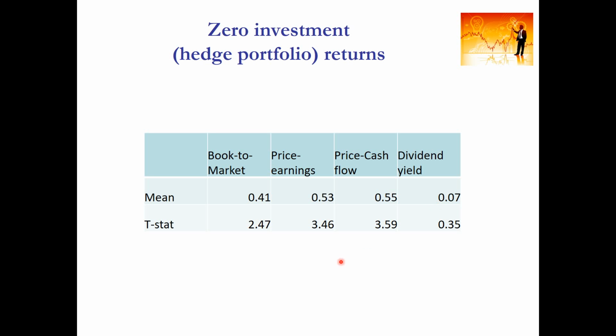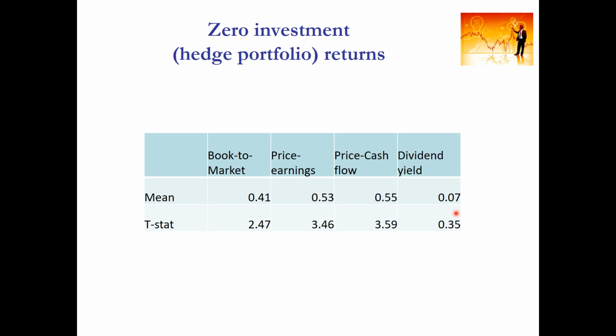It means that the value portfolio generates return higher than the growth portfolio. However, for these three portfolios, we can see that return differentials are significant. It means that in the case of book to market, price to earning, and price to cash flow ratios, the value portfolio substantially outperforms the growth portfolio. However, the value portfolio constructed based on dividend yield doesn't provide evidence of outperforming the growth portfolio.